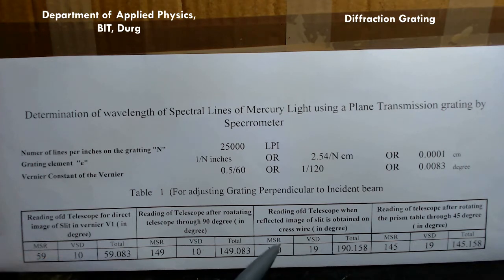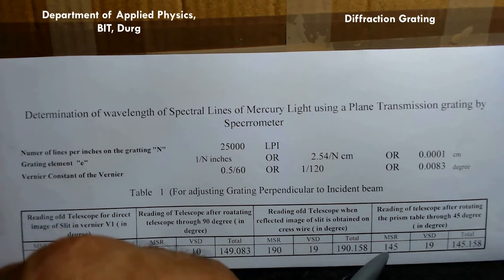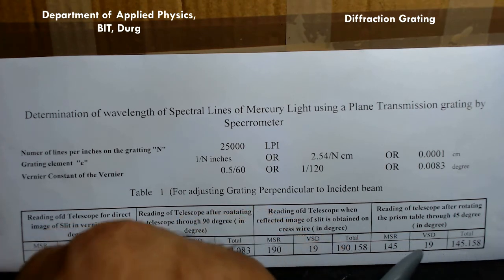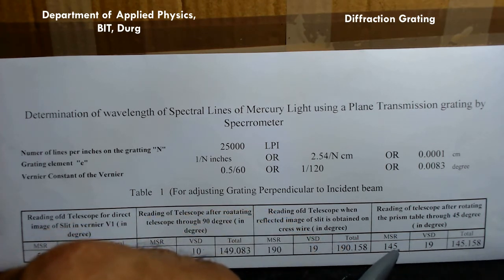So this is the position when the grating is aligned at 45 degree with respect to incident. So we subtract 45 from this and we get 145 degree and 19 division of the vernier. So this will be the position of the prism table, and that will be fixed for the complete experiment, because in this position the grating is exactly perpendicular to the incidence.